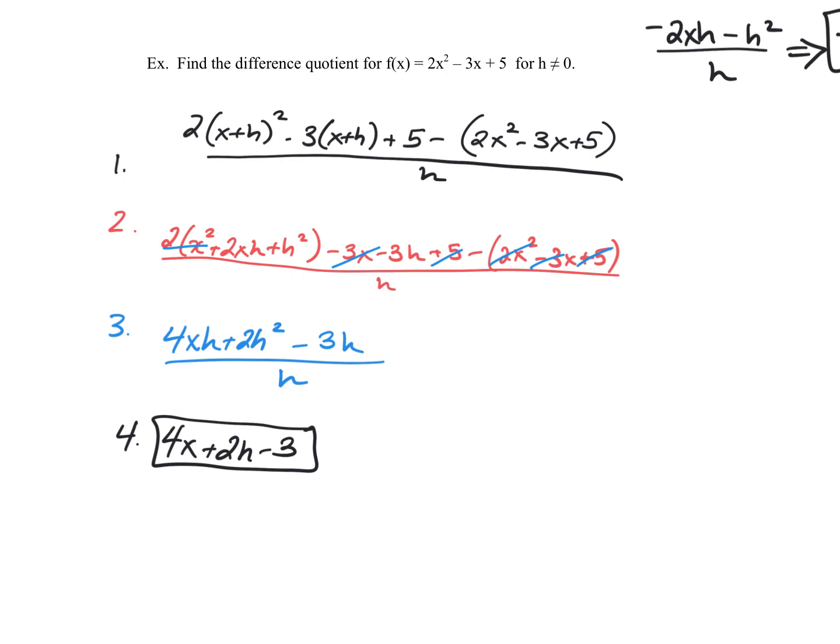We're left with 4xh plus 2h squared minus 3h all over h. We can see that each of those terms can be simplified, and our difference quotient here is 4x plus 2h minus 3, and we are done. Nice work, everybody.